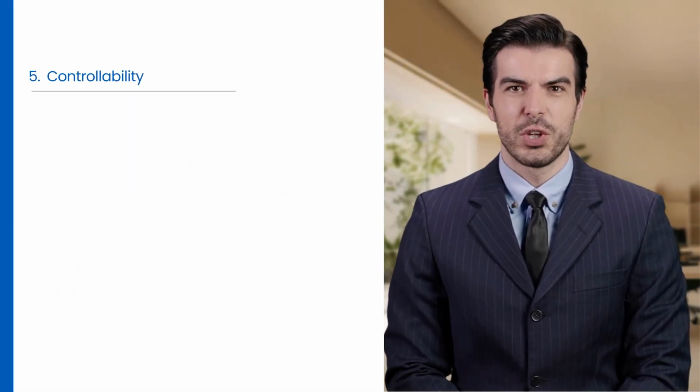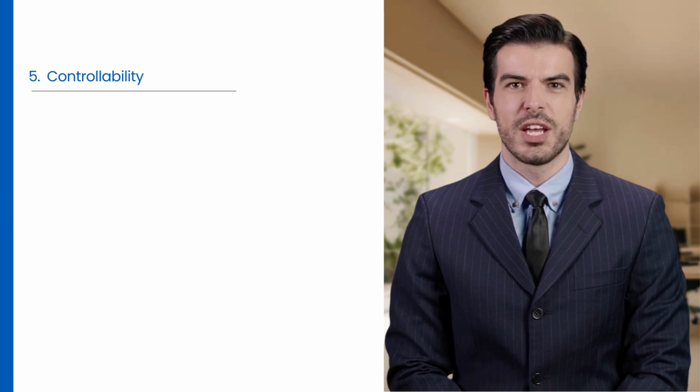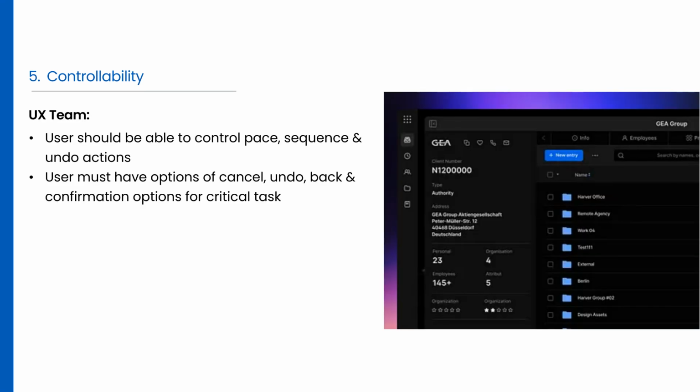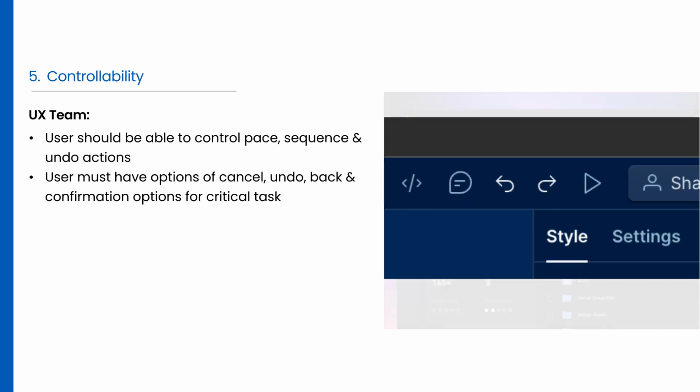Controllability must ensure that users have full control over their actions and can easily correct mistakes. The UX team must design the system so users can control pace, sequence, and undo actions. Options like cancel, back, undo, and confirmation must be provided for critical tasks. For example, if a user deletes an item, they must get an option to undo the action instead of losing it permanently.